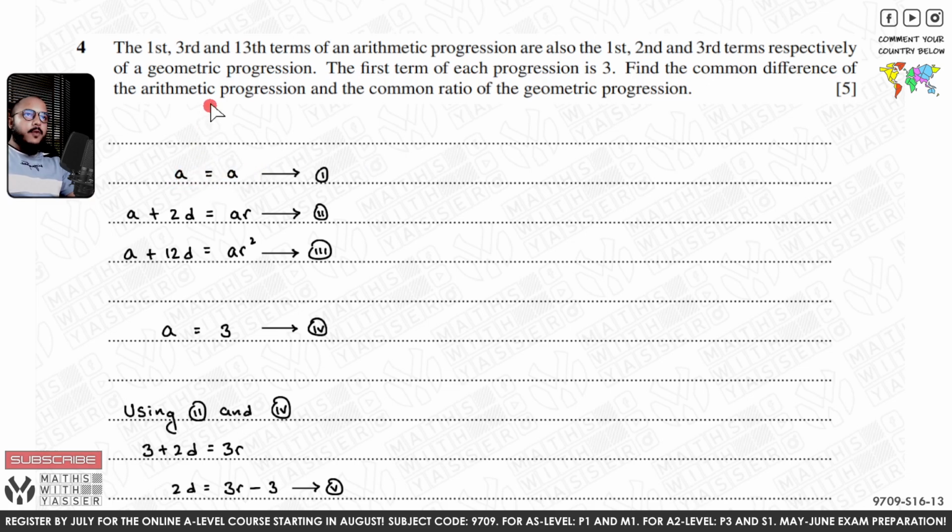So from the question, we understand that a equals a. This is the arithmetic progression, and this is the geometric progression. So the third term must be a plus 2d for the arithmetic progression, and the second term for the geometric progression is ar. Similarly, the 13th term for the arithmetic progression is a plus 12d, and the third term for the geometric progression is ar squared. According to the question, these are equal.